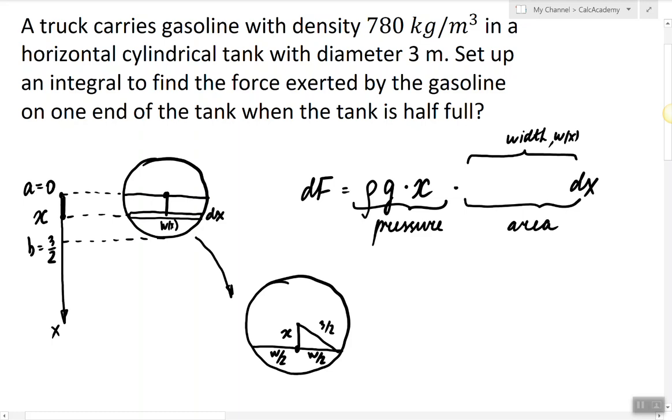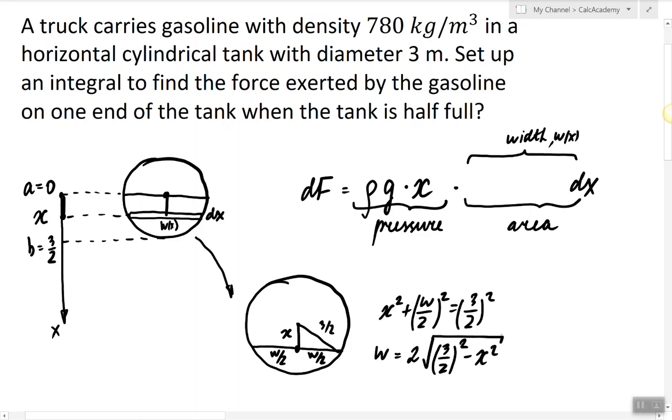So the relation between x and w is that x squared plus half of w squared is equal to 3/2 squared, meaning w is equal to 2 times square root of (3/2 squared minus x squared). So this is the w as a function of x that we were looking for. So that's the expression that goes here in the setup of the integral.